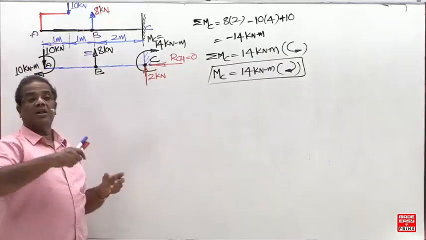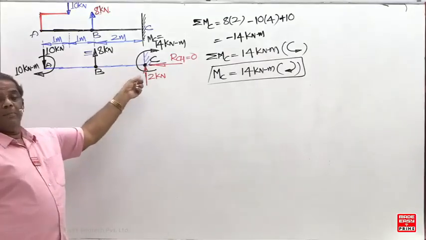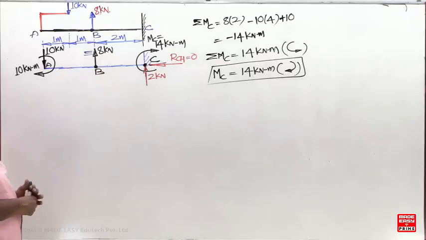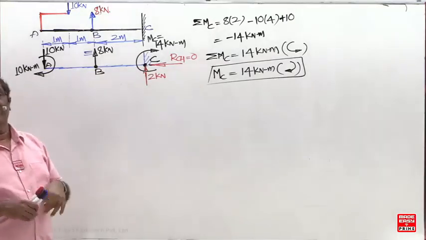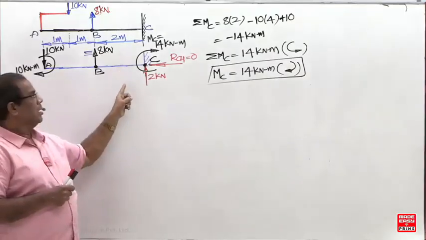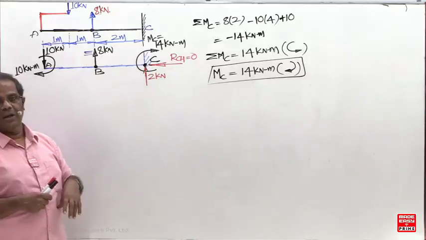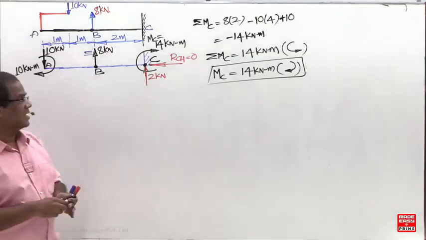On the right side, anticlockwise is positive, clockwise is negative. So point of contraflexure will exist. That's why I checked it now. Before giving the numericals, I checked whether point of contraflexure exists or not. By chance, if this is an anticlockwise direction, then point of contraflexure will not exist.